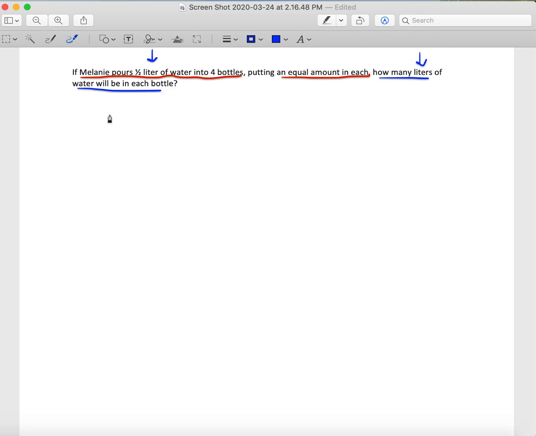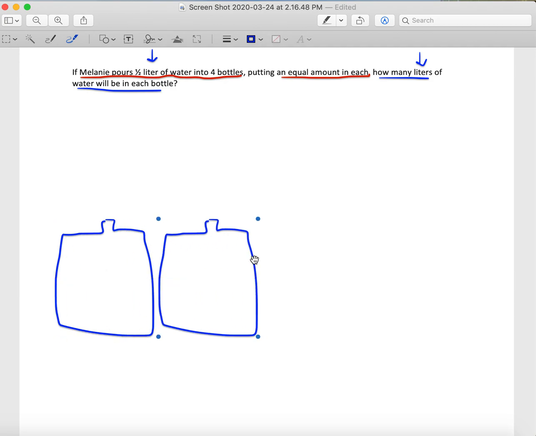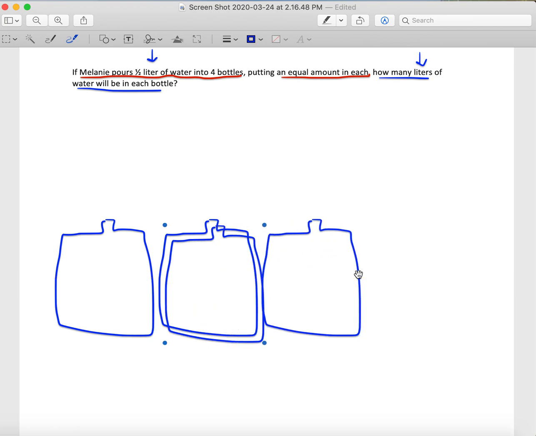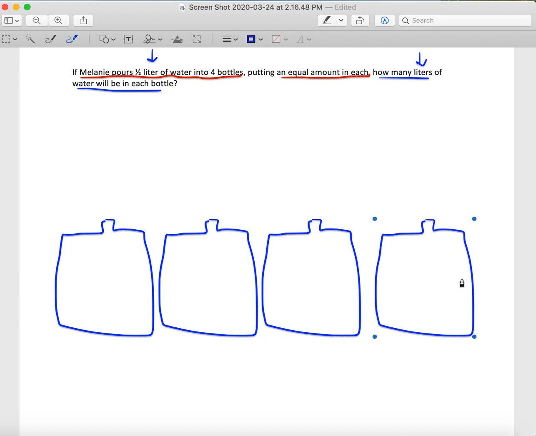So now the question is, how many liters of water will be in each bottle? Well, how many bottles do I have? I have 4. So I'll make my bottles here. Let's try to do it hydro flask style. All right, there's 1 and 2, 3, and 4 bottles, right?